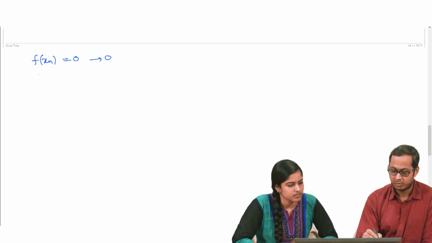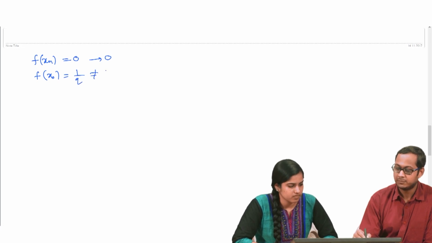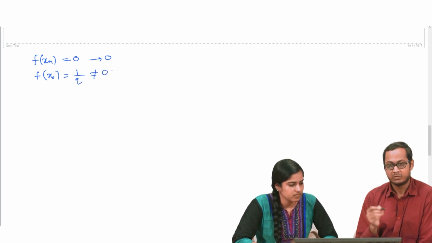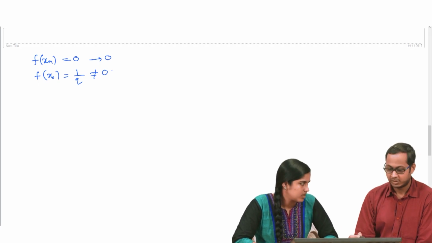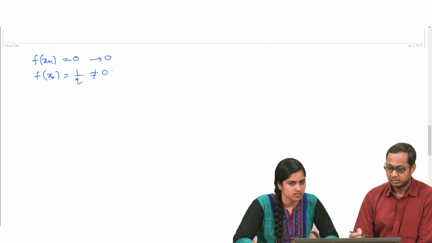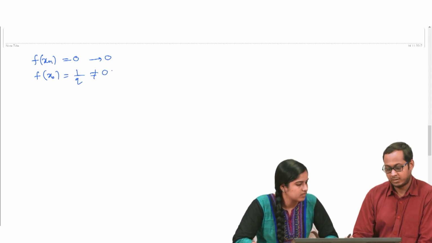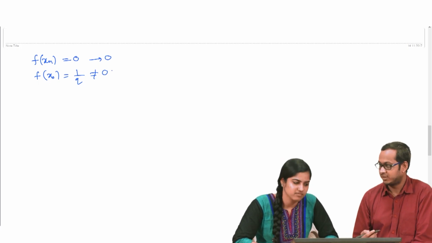But what is my f of x naught? F of x naught is 1 by q, which is not equal to 0. So f of xn is not converging to f of x naught, but xn is converging to x naught. Hence, this proves that the function is not continuous at x naught. Since x naught is any arbitrary rational number, we can conclude that f is not continuous at rational numbers.